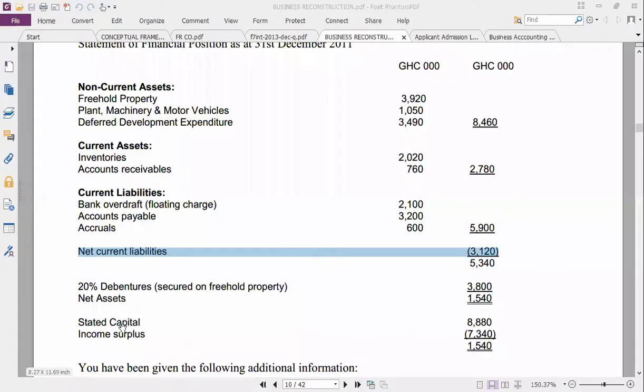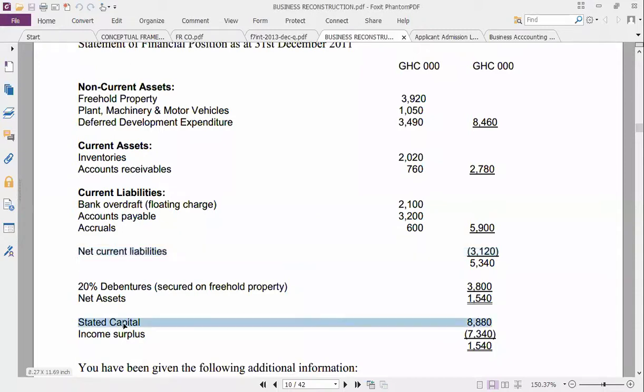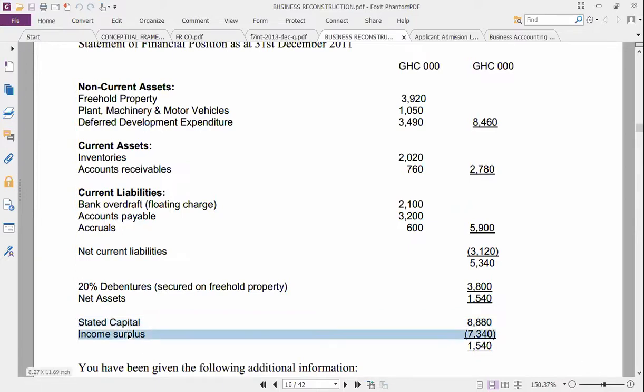Then the last section is the stated capital. When you get there, you said that they are losing everything, right? So you start with the ordinary share capital. Ordinary share, how much are they bringing? 3 million. Preference share, how much are they bringing? 2. So you write ordinary share capital, 3 million. Preference shares, 2. So it will be what? 5 million. No income surplus, it has been written off. If you put all of them together, you get the answer. Then you are done.